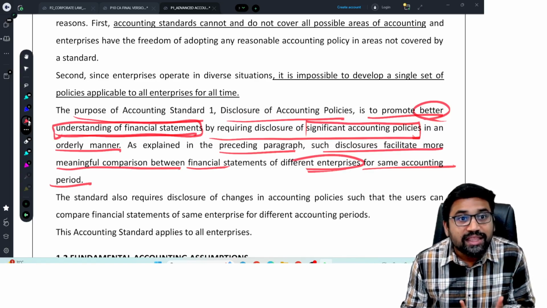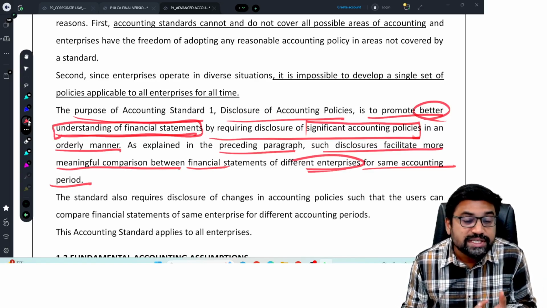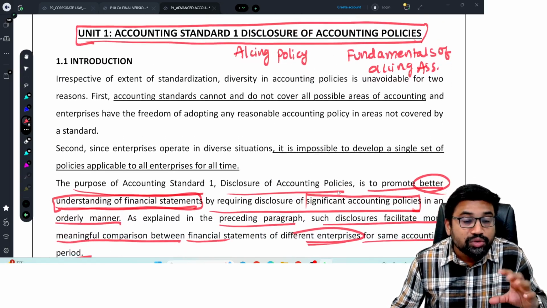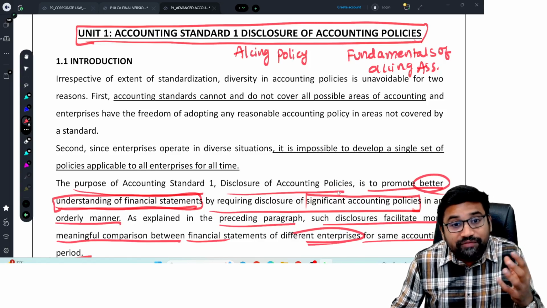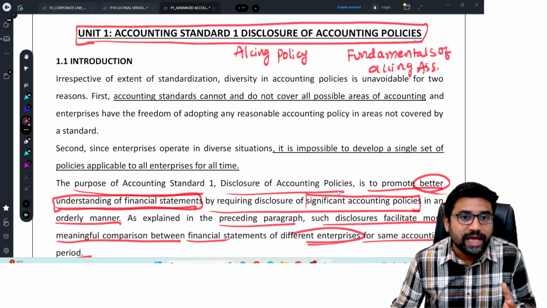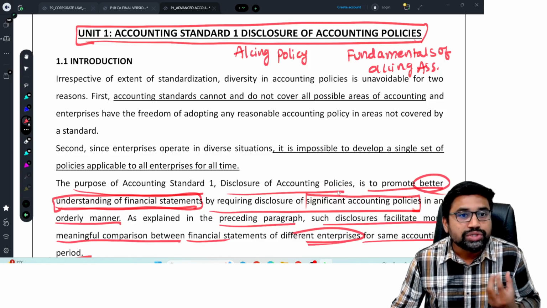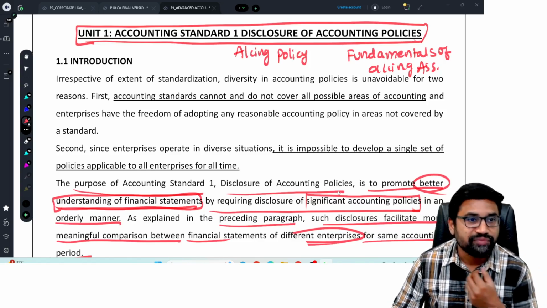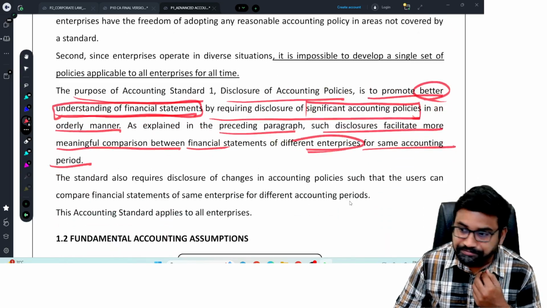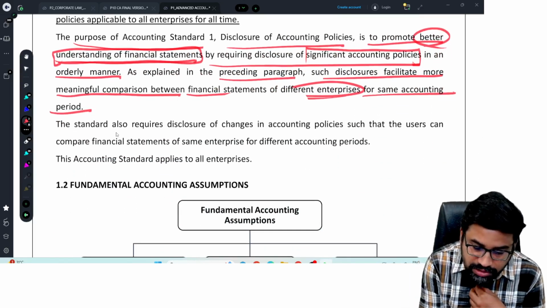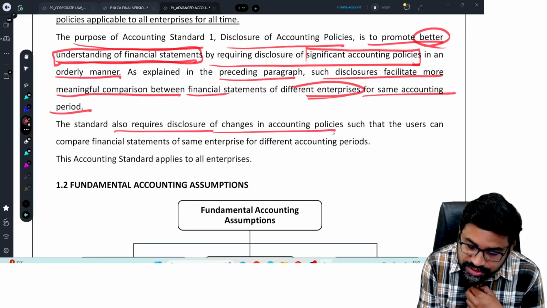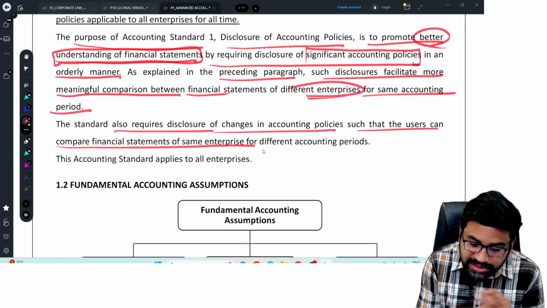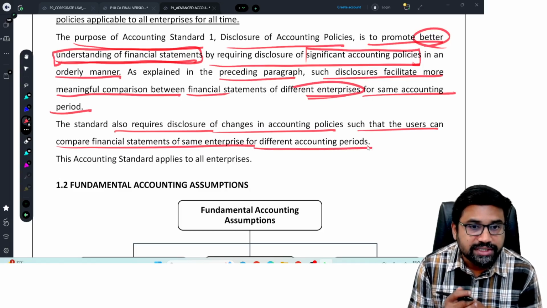So I can say that accounting standard 1's main purpose is comparing financial statements, to improve or bring uniformity in the accounting policies, or for that matter, disclose all the accounting policies whatever you followed, so that we understood what policies, what rules you are following in the preparation of financial statements. The standard also requires disclosure of changes in accounting policies, such that the users can compare financial statements of the same enterprise for different accounting periods.